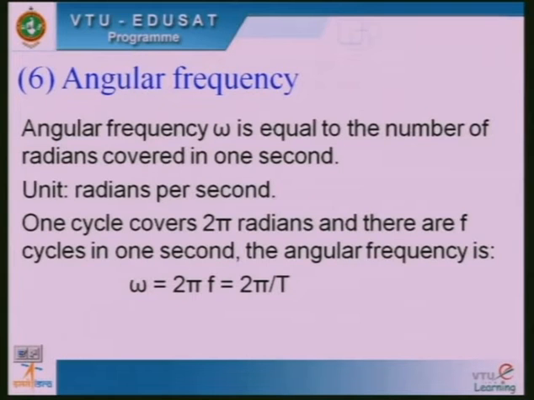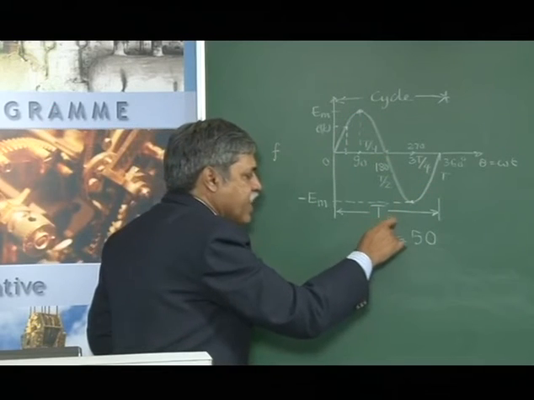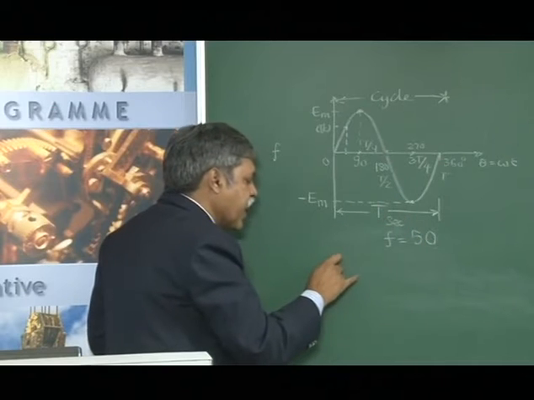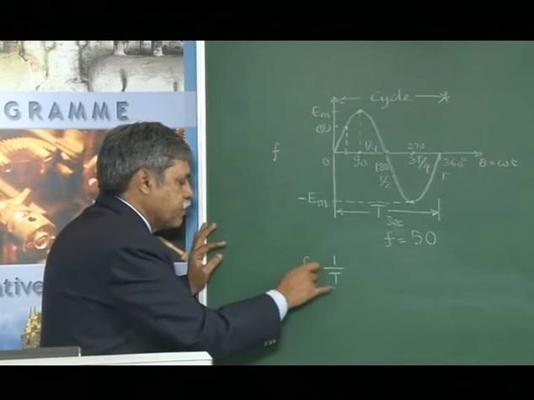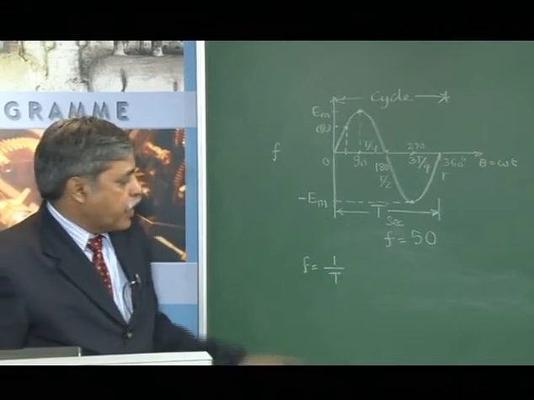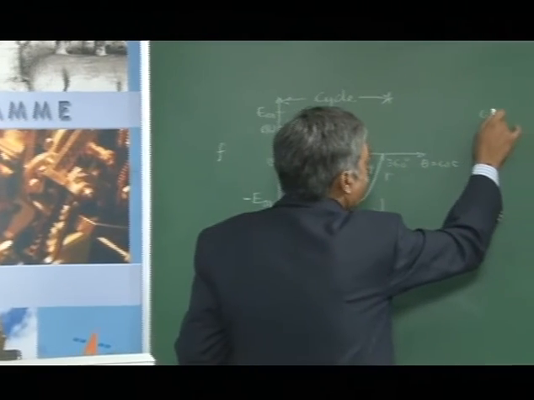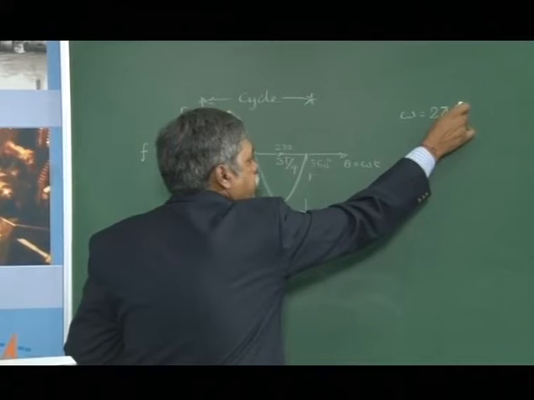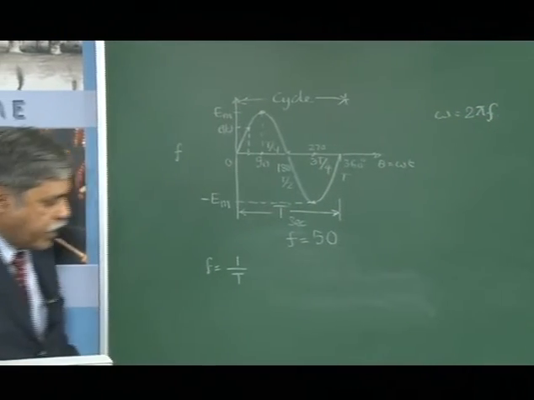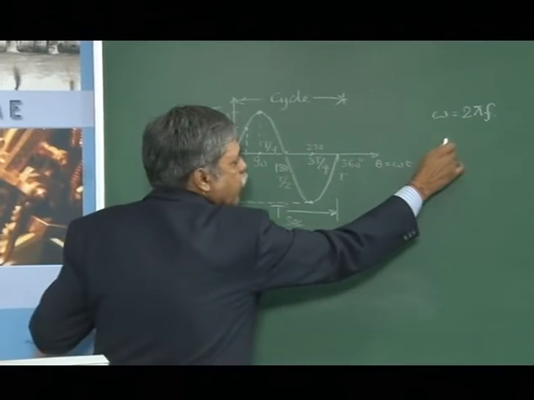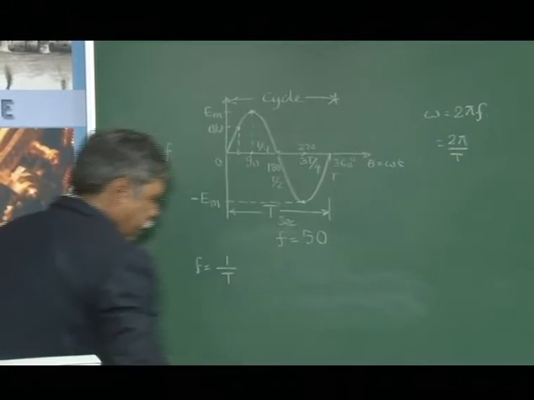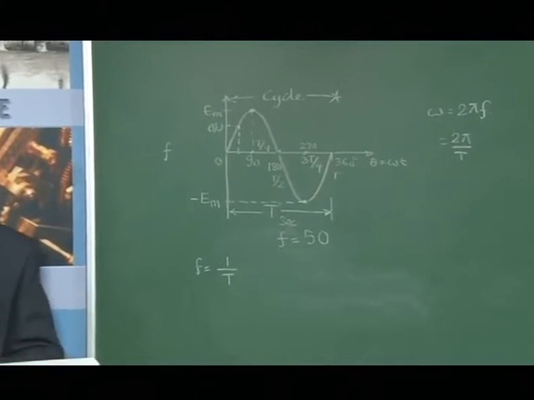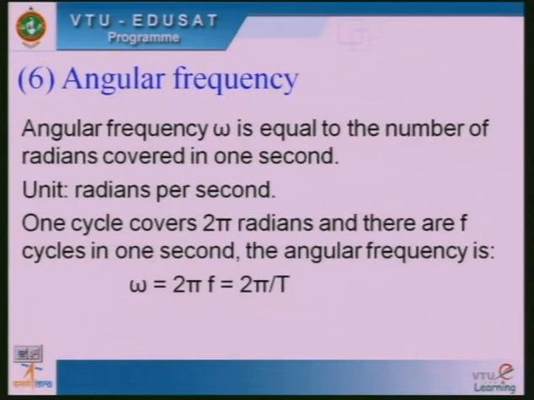because the time taken to complete one cycle is T seconds. In 1 second I will be getting 1 by T cycles, that is what you have as frequency. So when I write angular frequency omega is equal to 2 pi f, I can also write f is equal to 1 by T, therefore the angular frequency becomes 2 pi by T. This is the expression for angular frequency for a sinusoidal alternating quantity.